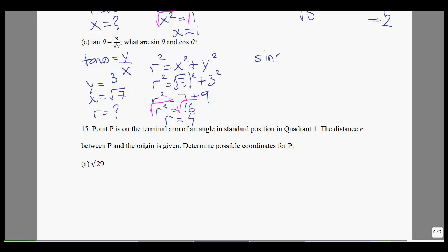Hence, for our sine theta and our cos theta, which will equal our y over our r and our x over our r, we find sine theta equals 3 over 4, and cos theta equals root 7 over 4.